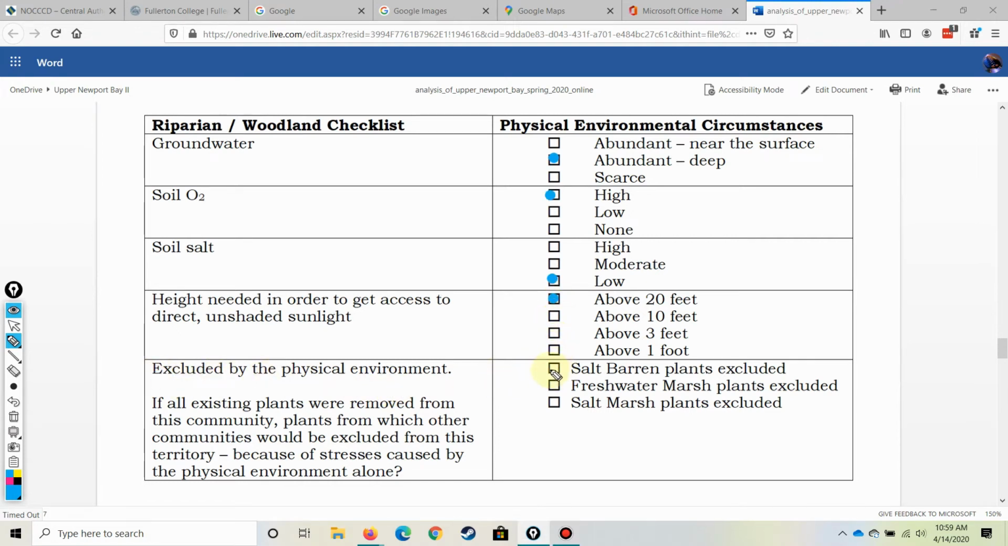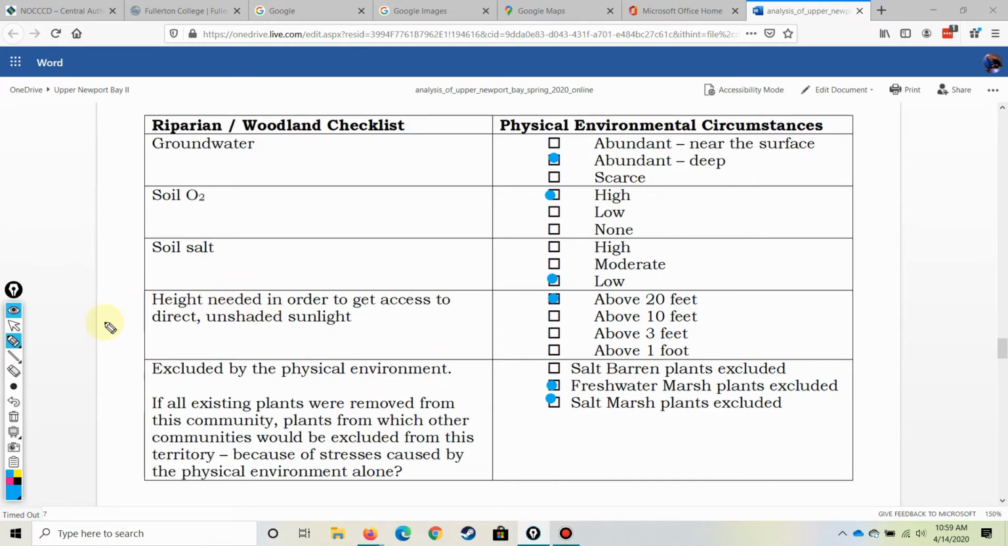Salt-bearing plants would not be excluded. The pickleweed and saltgrass would do well. They're accustomed to living in salty soils, and they can also do well in low-salt soils. They can also do well even though the groundwater is deep. Salt-bearing plants would still be able to cope with that dryness because they're drought-tolerant. Freshwater marsh plants would be excluded, as well as salt marsh plants. They'd be excluded because the groundwater is too deep for them.